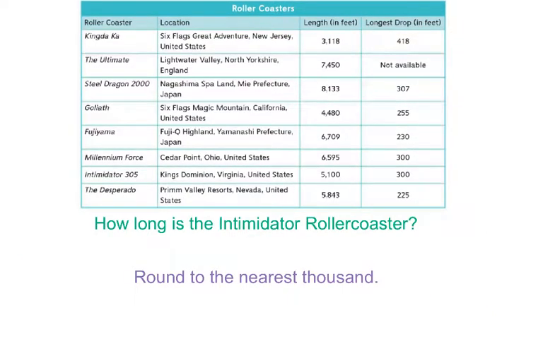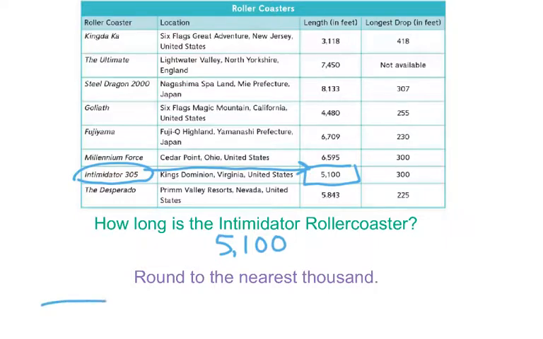We're going to try this again. Go ahead and find the Intimidator roller coaster. I see it right here. I'm going to look all the way over until I find the length of it. Go ahead on your whiteboard and write down the length of the Intimidator 305. Now think of that number line for a minute. Go ahead and draw it if you'd like. We're going to round to the nearest 1,000.